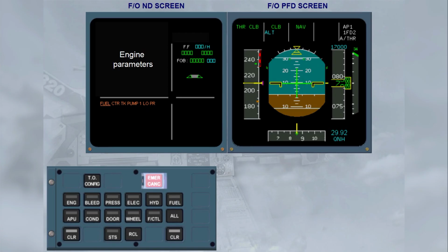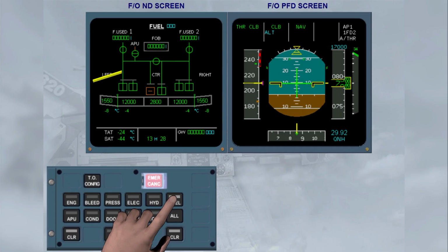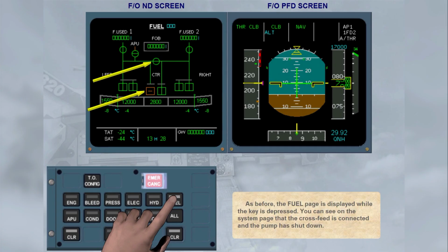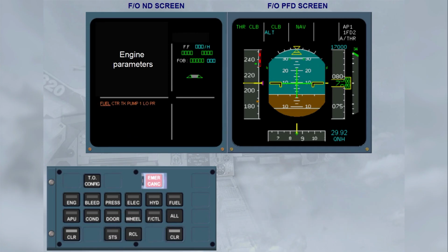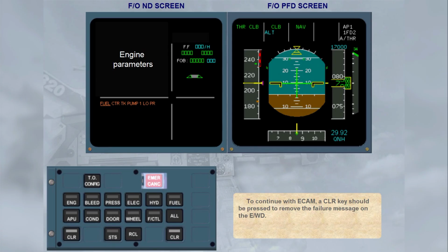Now the ECAM actions have been completed and only the failure title remains. To confirm what effect the actions have had on the system, reselect the fuel page on the ECP. As before, the fuel page is displayed while the key is depressed. You can see on the system page that the cross feed is connected and the pump has shut down. As soon as the key is released, the engine warning display returns. To continue with ECAM, a clear key should be pressed to remove the failure message on the engine warning display.